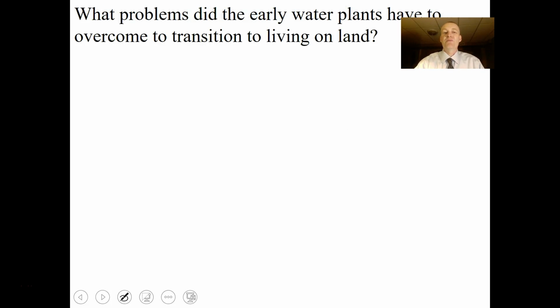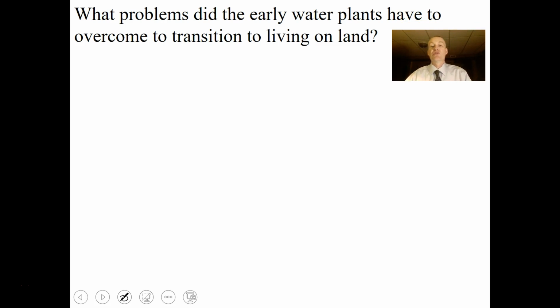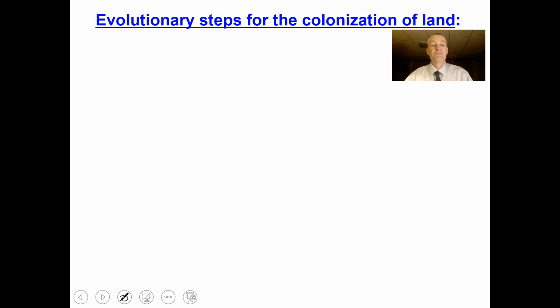So what problems did the early plants have to overcome to transition to living on land? There were a lot of obstacles that had to be overcome in the evolution of plants from being in the water to being on land. Now, we think that plants lived in water first because that's where we find the fossils. The earliest fossils are aquatic organisms, and then we find later on that plants move from water to land.